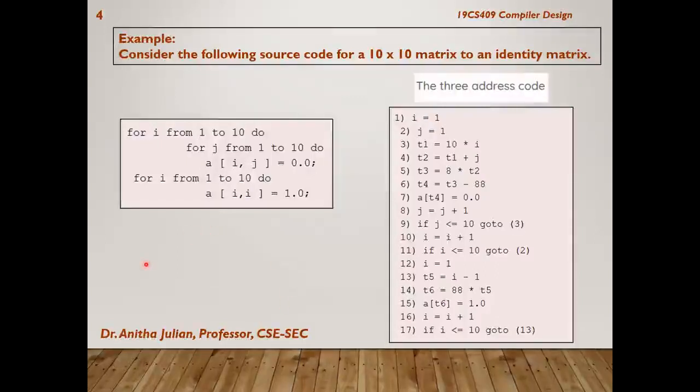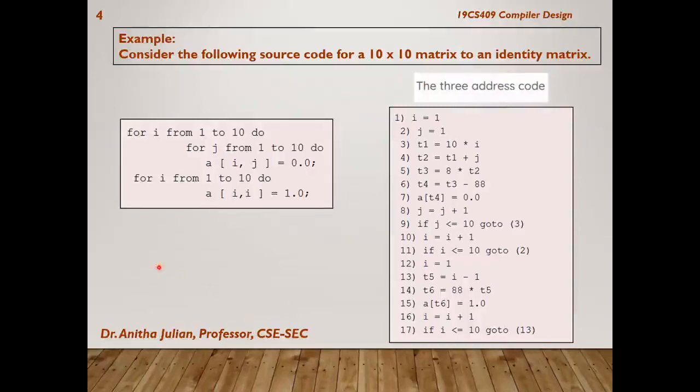So here is a sample code given. This is the code given for a 10 by 10 matrix of an identity matrix. You can see here the diagonal elements are 1 and all other elements are 0. So it is an identity matrix. If the diagonal elements are 1 and all other elements are 0, it is an identity matrix. So if the problem is given, then we have to write down the 3 address code. So here we are given the 3 address code also. So these 5 lines of code is converted as 17 lines of 3 address code.